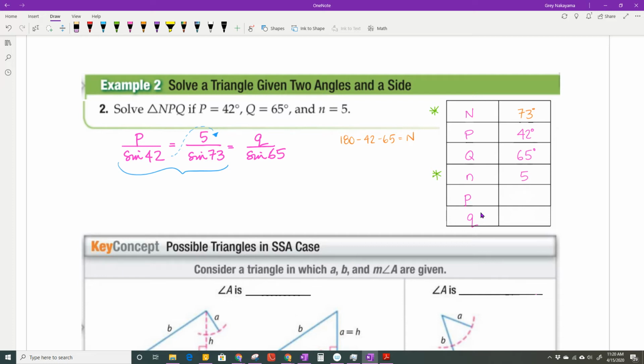So it looks like this when you put it in your calculator. P equals 5 times the sine of 42 over the sine of 73. Now, if you do not have a horizontal fraction bar, Class Calc does encourage you to use it if you don't have it on your calculator. But if you don't have a horizontal fraction bar, you have to put parentheses at the beginning and the end of any numerator or denominator that has an operation in it. What is that operation? Multiplication here, 5 times the sine of 42.